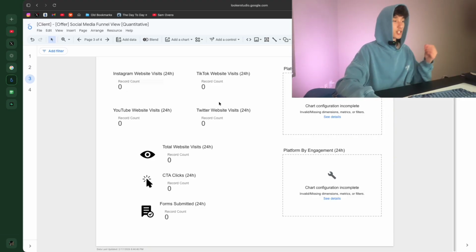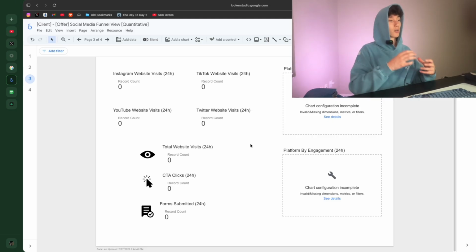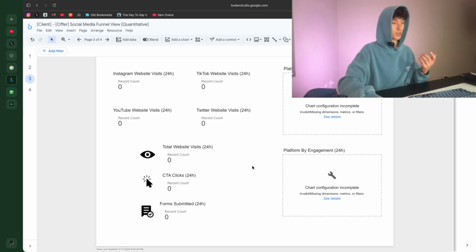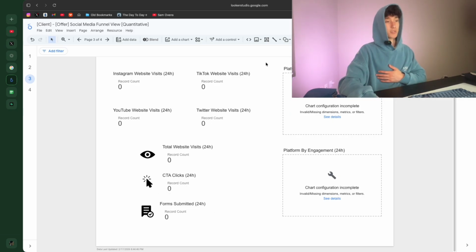So this again shows you social media views, so you can overall get an understanding of how the website is doing. You can compare your views to CTA clicks or forms submitted, and then from there you can get your platform CTRs.